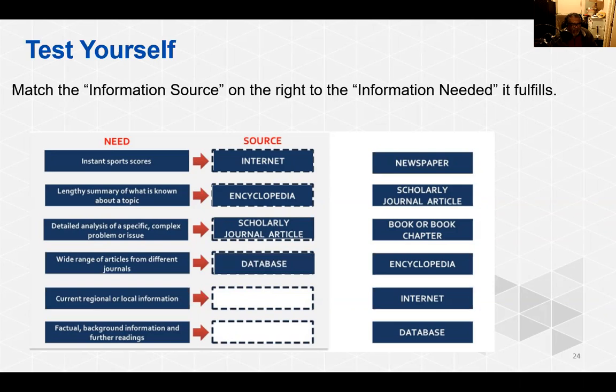All right. So current regional or local information. That one's pretty easy. Newspaper is the only place that you can go to for that kind of info. And last but not least, we know that the books or book chapter would be what we're looking for, factual background information and further reading. Thank you for playing.